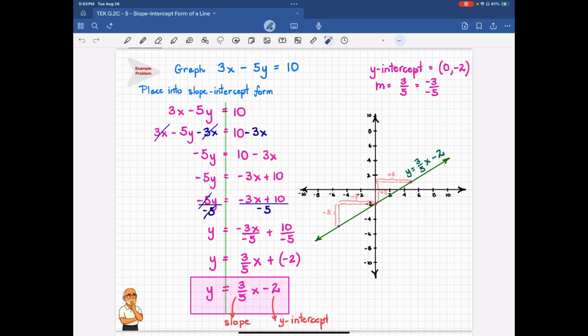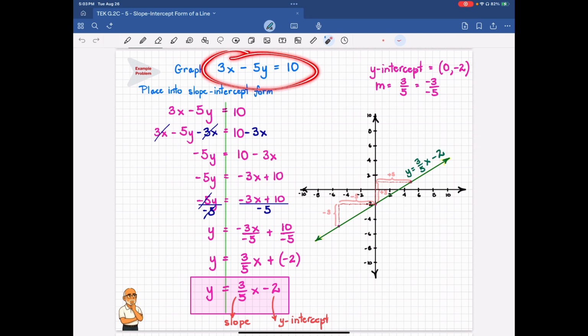Let's look at an example problem. The directions read, graph 3x minus 5y equals 10. Now you're going to look at this and immediately know that this is the standard form of a line. You have some coefficient times x plus another coefficient times y is equal to a number. So that ax plus by equals c is our standard form of the line.